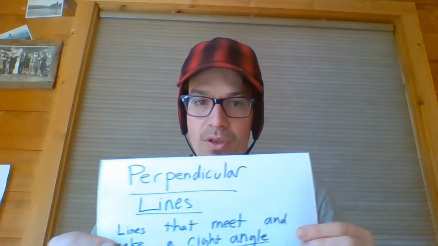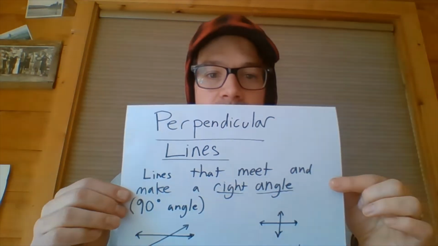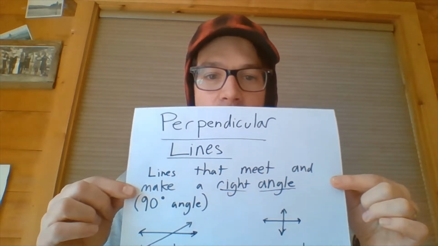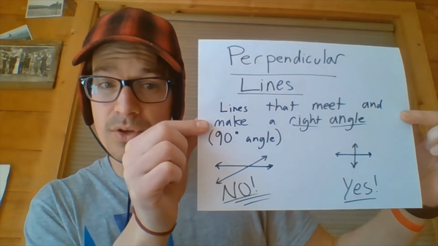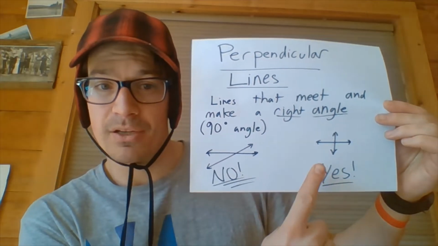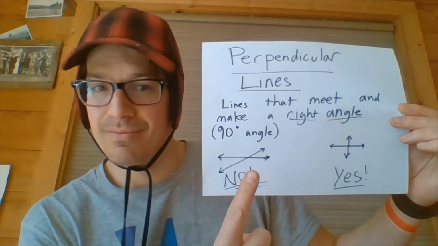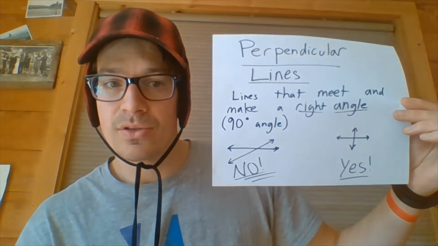But for now, we're moving to lessons 1 and 2 from your break packet. The first lesson is about perpendicular lines. The word is perpendicular. Perpendicular lines are lines that meet and make a right angle or a 90-degree angle. So you can see here, example of perpendicular lines, not perpendicular lines.